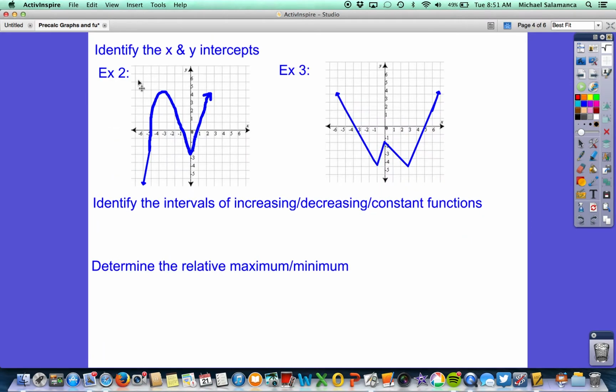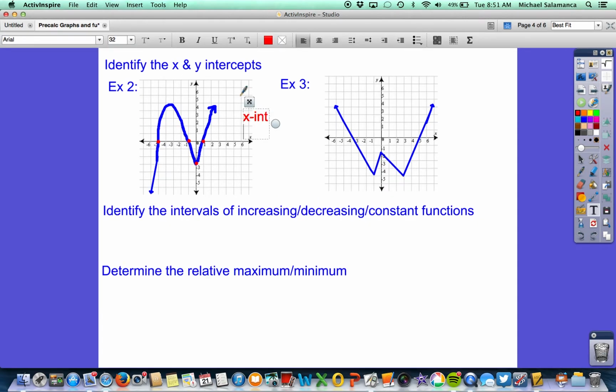So we're going to do another practice in identifying x and y intercepts. So this is where it crosses an axis. This is where it crosses an axis again. This is where it crosses another axis, and this is where it crosses another. So our x-intercepts are at x equals -5, x equals -1, and x equals 1. Those are our x-intercepts because that's where it crosses the x-axis. Our y-intercepts, they cross at y equals -3. That's our only y-intercept.